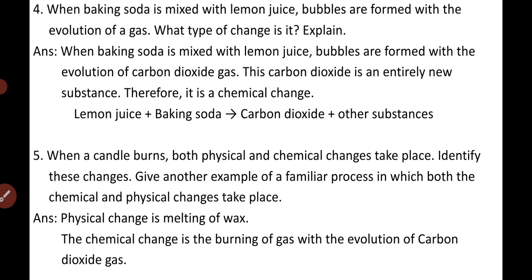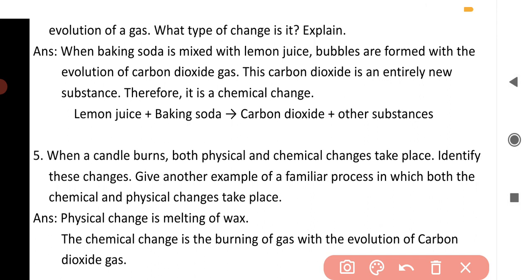Okay, so see, when a candle is burned, then the wax will be melted, right? So the melting of wax is what? Physical change. Why is melting of wax a physical change? Because only the size and shape of the wax will be changed in that process. So melting of wax is what? A physical change. Clear?